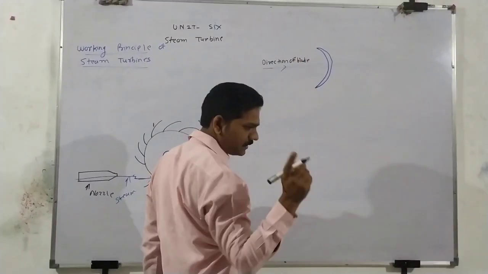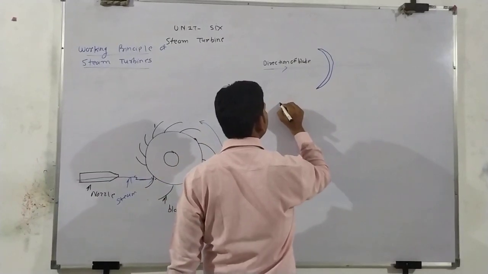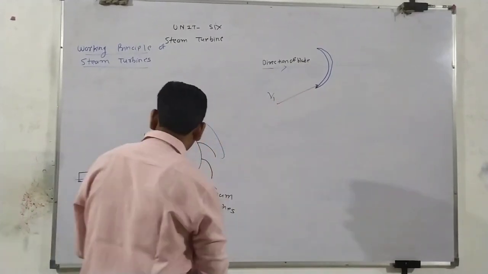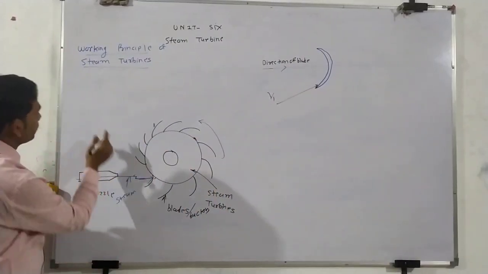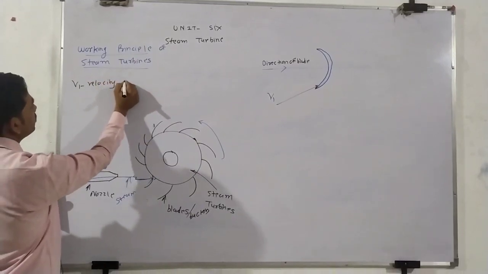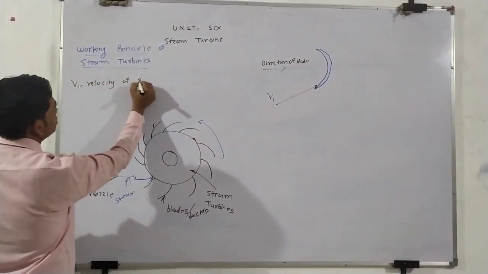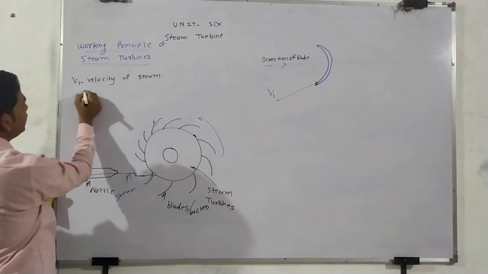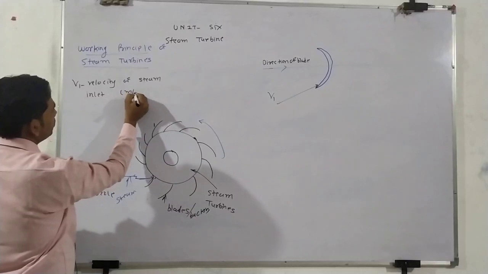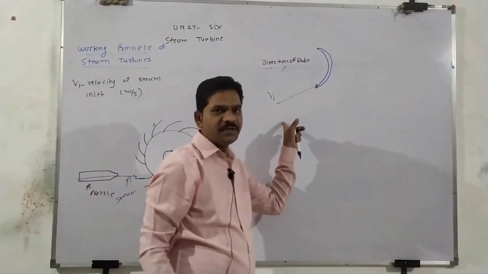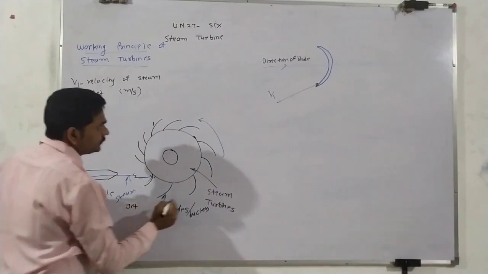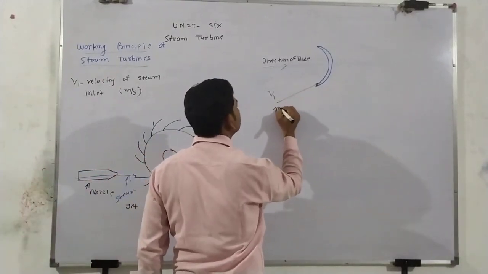Then after that, boys, what is here? The steam enters in this way. This is the V1 velocity of steam, meaning the inlet velocity. What is the unit? Meter per second. This is the V1 steam jet. This is the inlet of the jet.